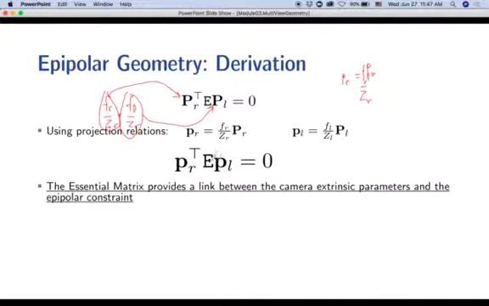Where E is composed of R and T, because SX is really formed out of T. So E is purely dependent on the extrinsics of the camera. It's dependent on the relationship between the cameras, the geometry between the cameras. You can assume one of the cameras is in the canonical view, so the other camera is at an R and T from that canonical view. If you fix the relative geometry of the cameras, then E is fixed up to a scale factor, obviously, because this is a projective equation.